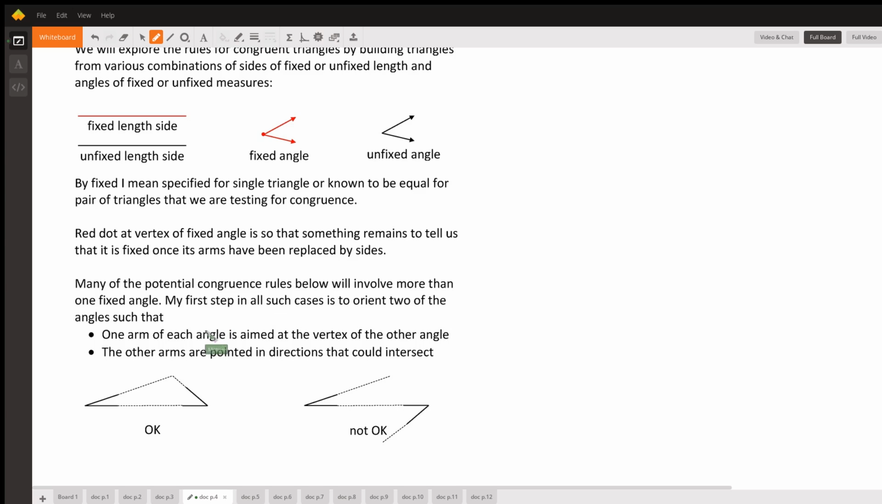Orient two of the angles so that one arm of each angle is aimed at the vertex of the other angle, and the other arms are pointed in directions that could intersect. So this is okay. That's not okay. This would never make a triangle because this can't intersect with that.